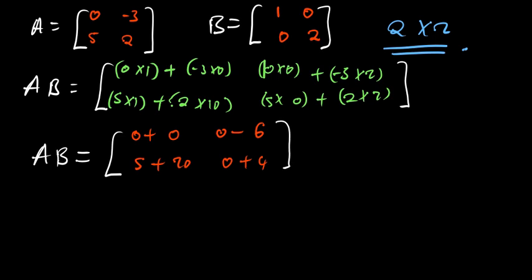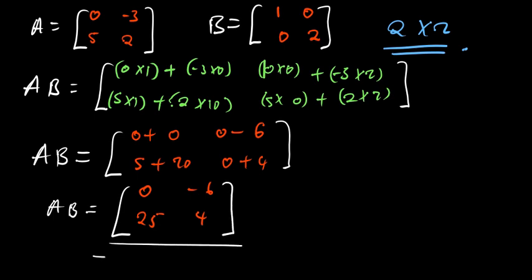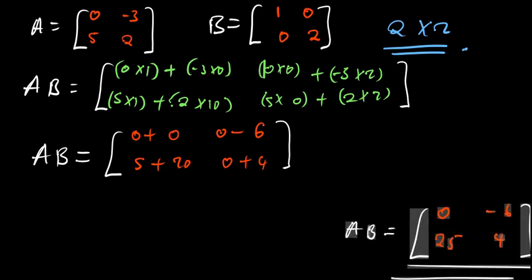When I do this, meaning that A times B is now, this is going to be 0, this is going to be 25, this is going to be negative 6, and this is 4. So then this is the answer for A times B. So now you have seen the answer for A times B. I want you to pay attention here. I'm going to shift this one to just put it here.